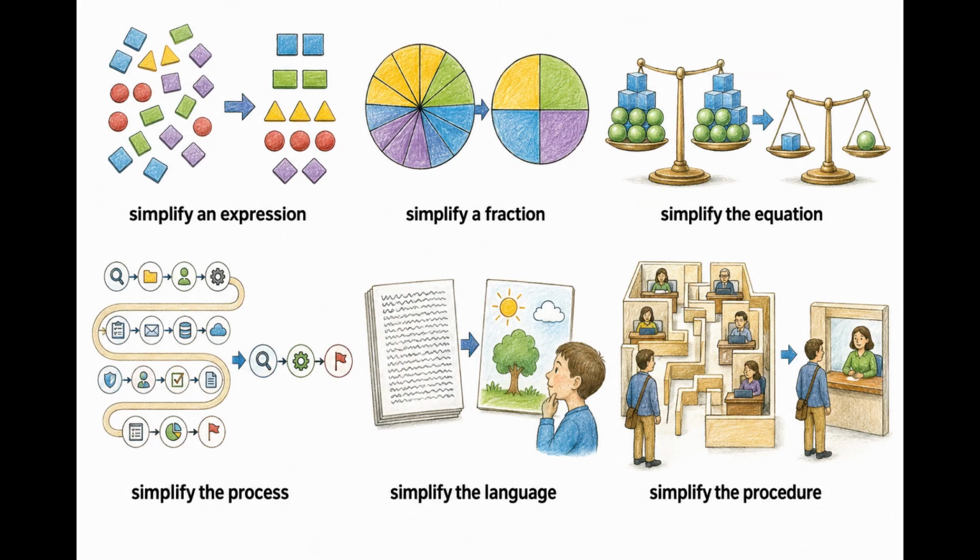Combine like terms to simplify an expression from 3x plus 2x to 5x. Divide the numerator and denominator by 4 to simplify a fraction from 8/12 to 2/3. Cancel the common factor on both sides to simplify the equation.